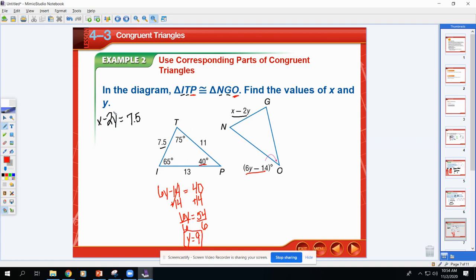We can actually plug that answer in for our y right here. So I'm going to leave this in red because that's what we use to solve for y. I'll put everything else here in black. So x minus 2 times 9 is equal to 7.5. So this is going to be x minus 18 equals 7.5. We're going to add an 18 to both sides here. We are going to get x equals 25.5.